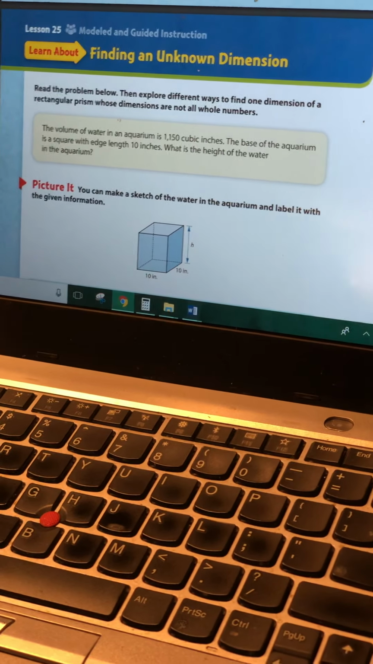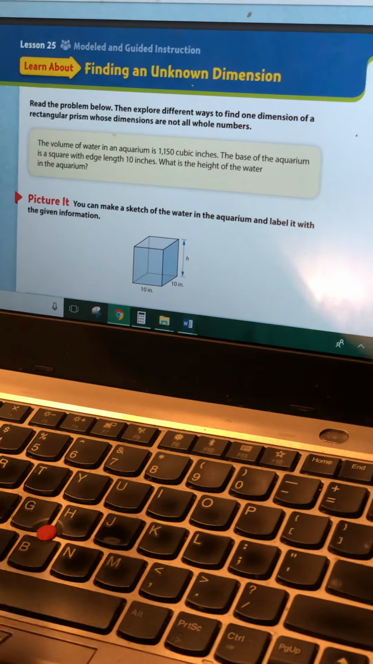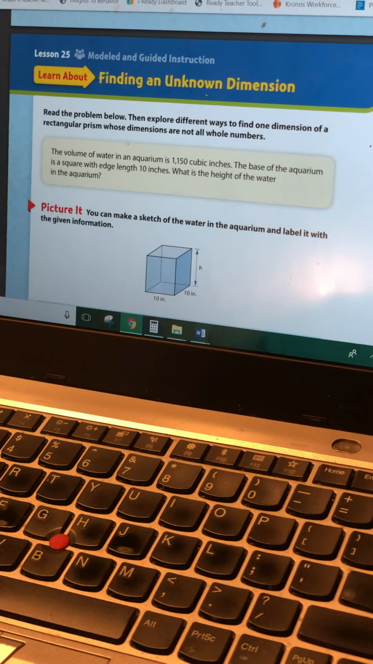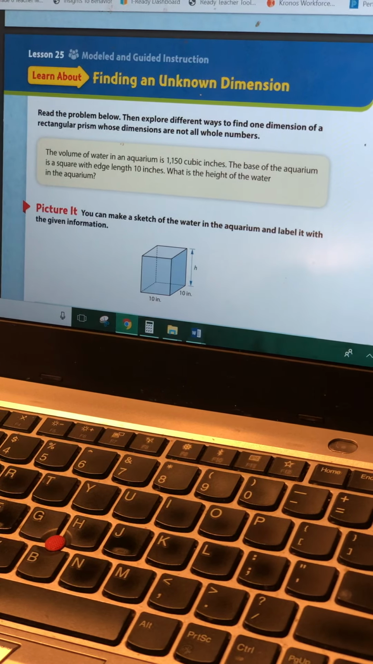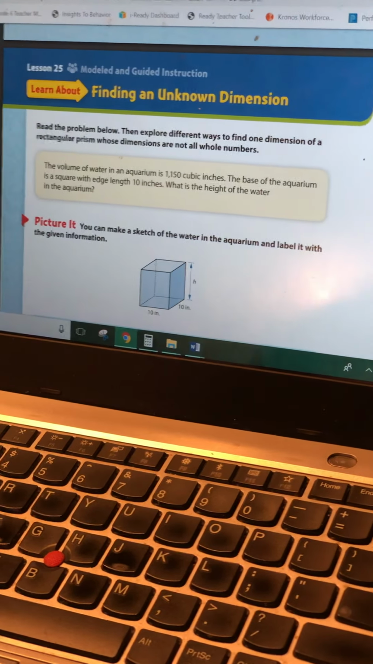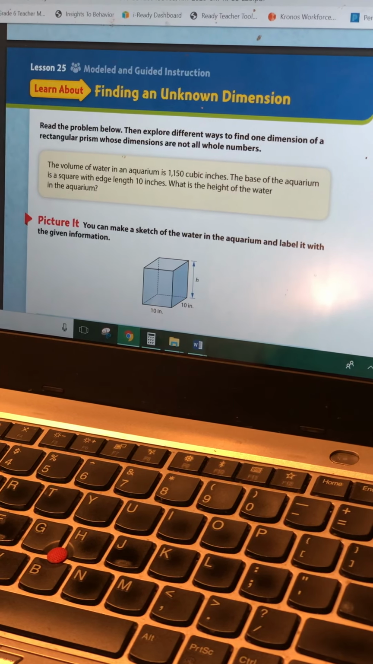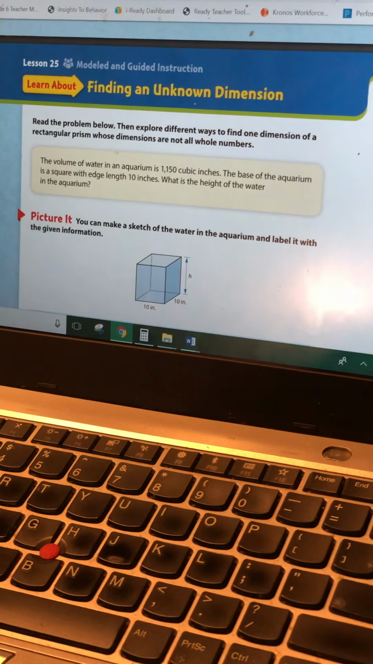So now I'm on page 264, and the heading here says finding an unknown dimension. And what that means is they'll give you the volume, but you have to either find the length, the width, or the height. Okay, so I'll show you guys exactly how to do that. Here's the example here in beige or khaki. It says the volume of water in an aquarium is 1,150 cubic units. The base of the aquarium is a square with edge length 10 inches. What is the height of the water in the aquarium?